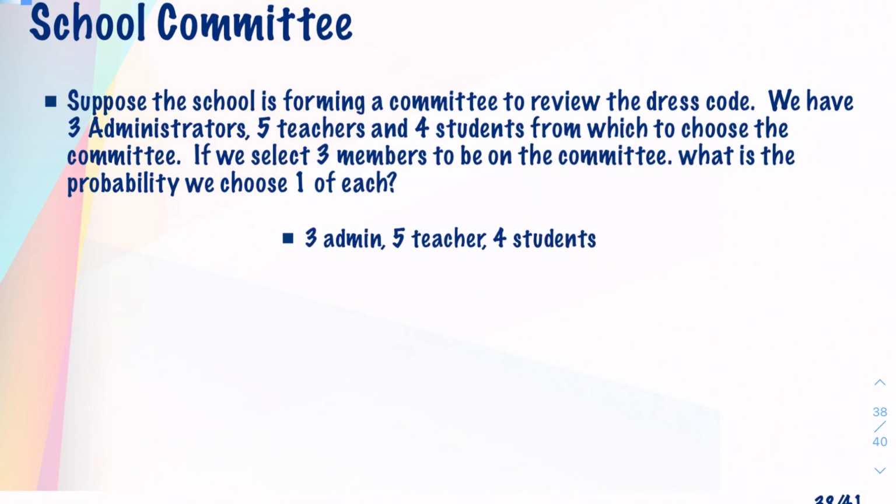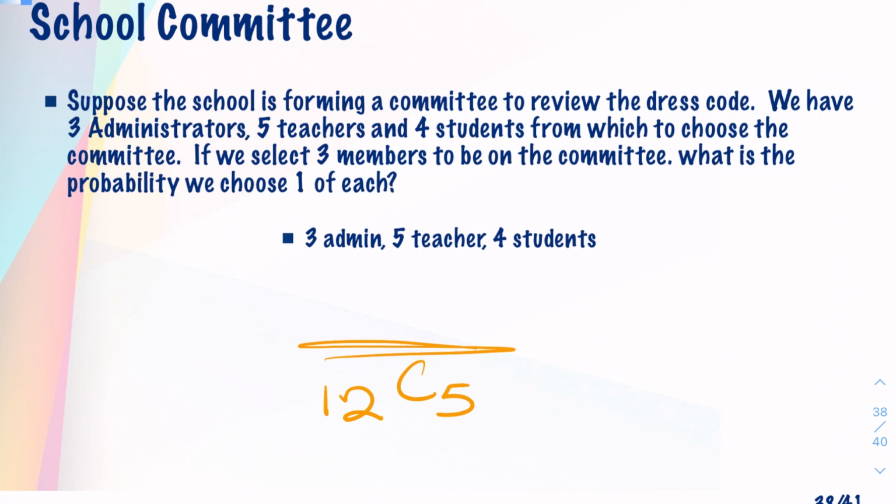Last one. It's a little involved, so I'm going to read it, and then we're going to walk through it. Suppose the school is forming a committee to review the dress code. We have 3 administrators, 5 teachers, 4 students from which to choose the committee. If we select 3 members to be on the committee, what is the probability we choose 1 of each? Okay, so we have 3 admin, 5 teacher, 4 students. That makes a total of 12 people. 12 choose 3 is going to be my denominator.